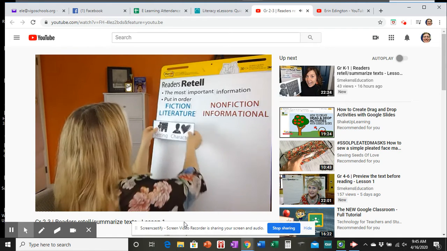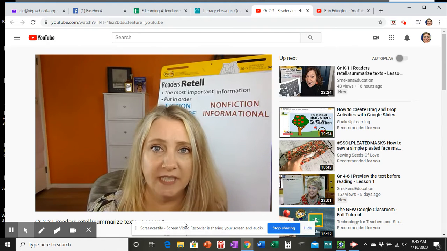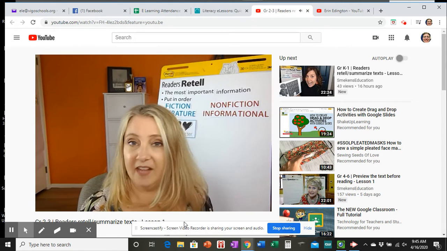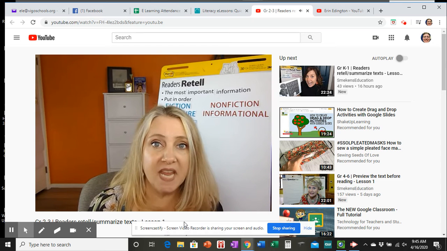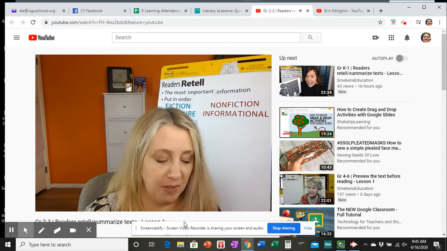So I'm going to place this over here on my chart. But those aren't the only story elements. There are a couple others. Another one that's a really big deal in any story is the problem.